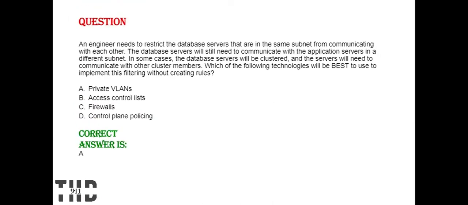An engineer needs to restrict the database servers that are in the same subnet from communicating with each other. The database servers will still need to communicate with the application servers in a different subnet. In some cases, the database servers will be clustered and the servers will need to communicate with other cluster members. Which of the following technologies will be best to implement this filtering by creating rules? Option A, private VLANs. Option B, access control list. Option C, firewalls. Option D, control plane policy. Option A is correct.